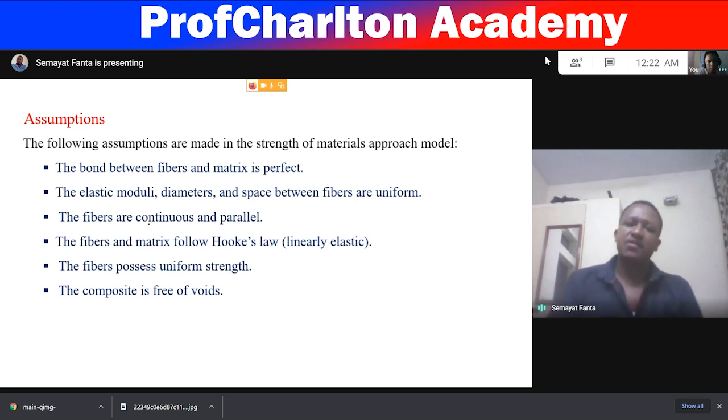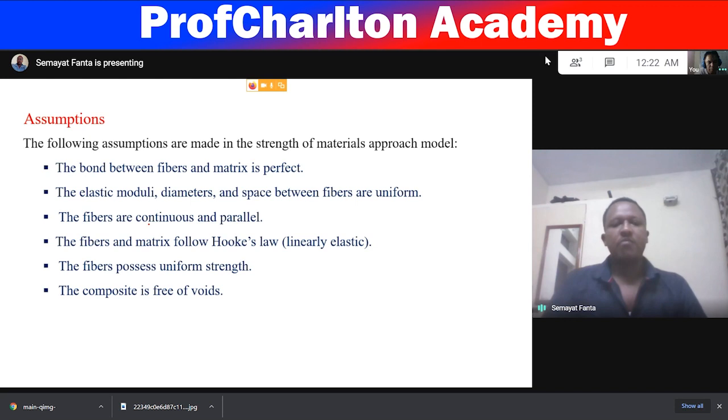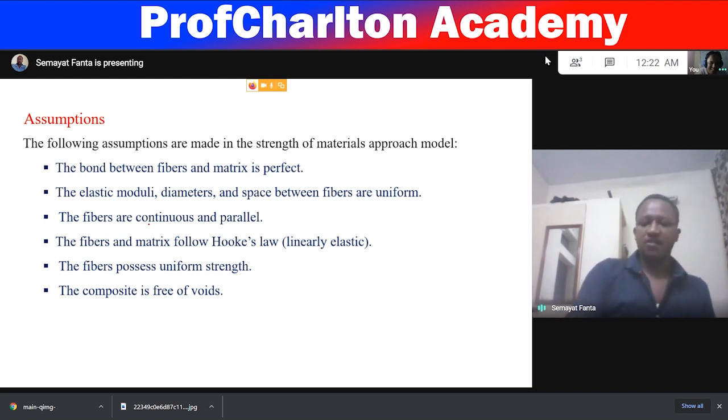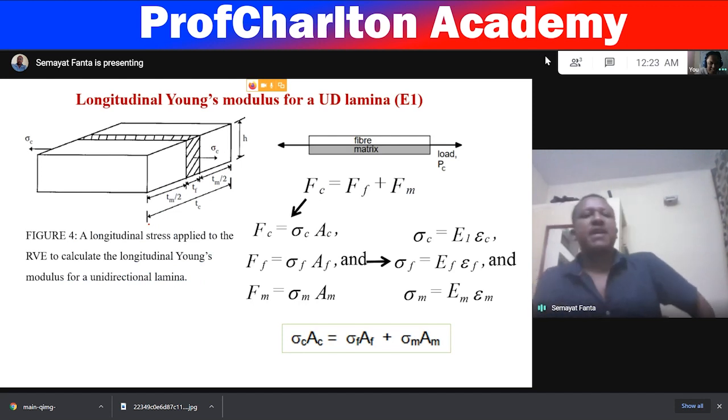And the fiber possesses uniform strength. That means the fiber strength should be the same in every length. And the composite is considered free from voids. That means we are considering a perfect manufacturing of the composite. So let's see how we can determine the longitudinal modulus, that is E1.